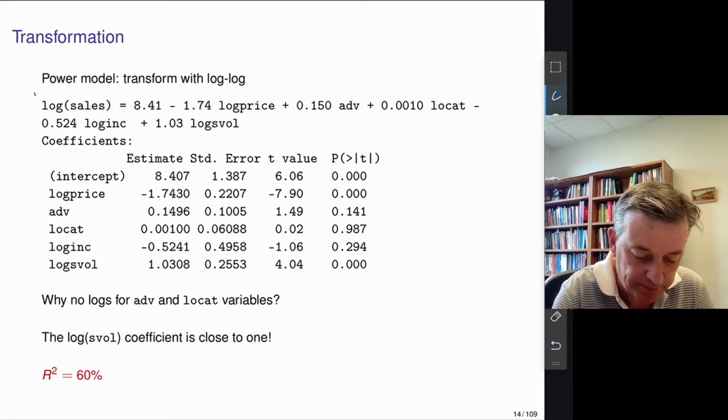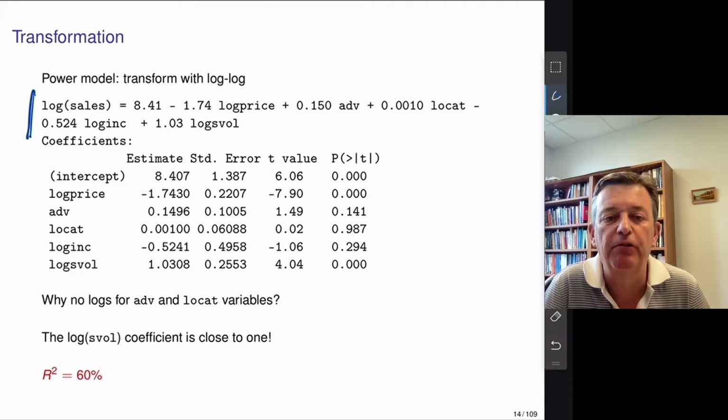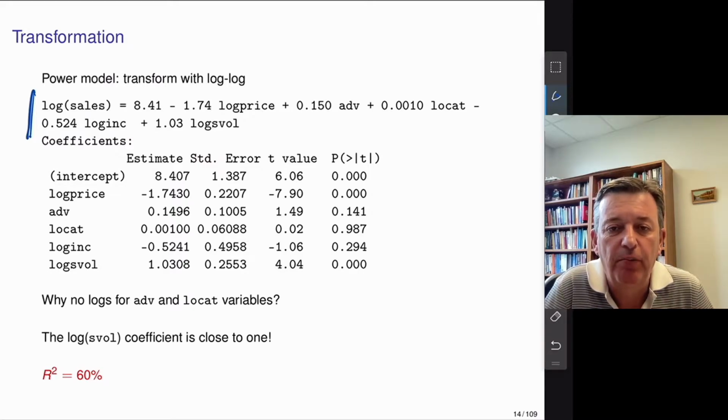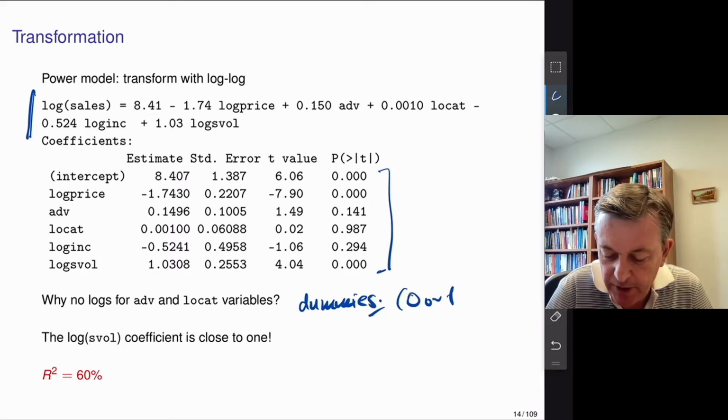And again, I'm predicting demand. It's a sales regression, so I might want to look on a log scale: log sales on log price, log income, and log dollar volume. And now I get more meaningful t ratios. Why not logs of advertising and location? Because they're dummy variables, 0 or 1, so I can't take the log of a 0.